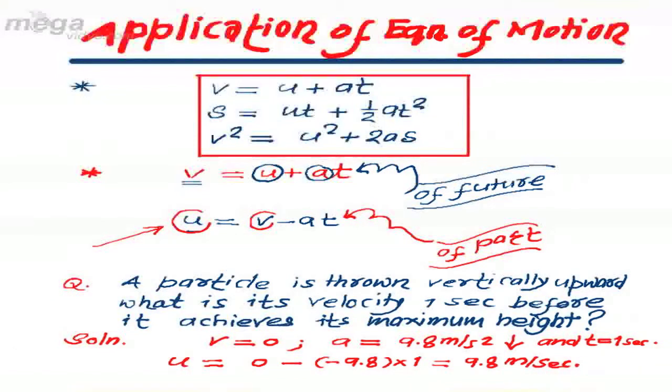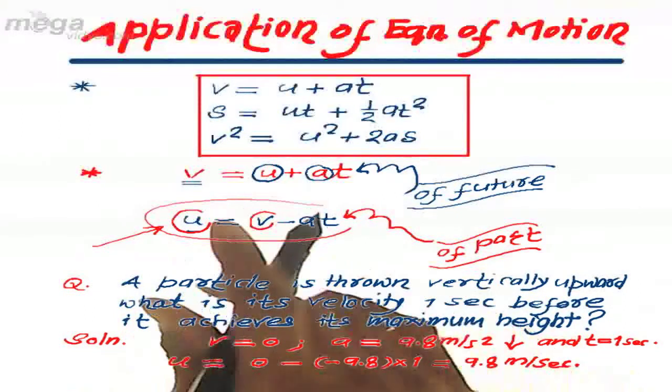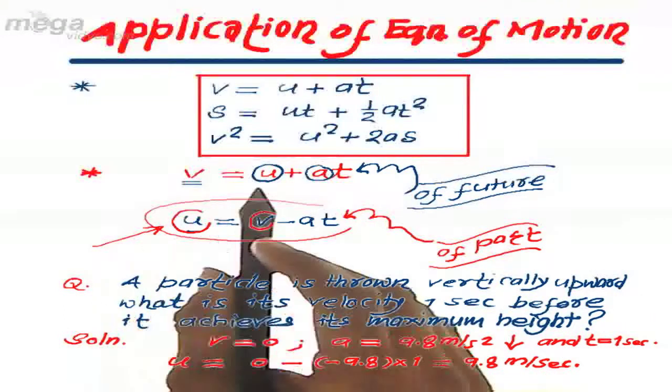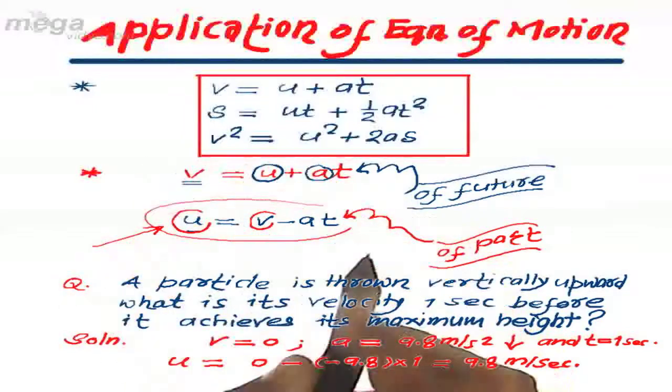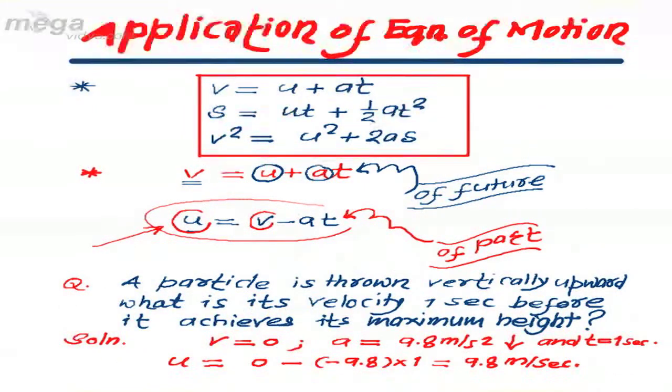Now you can see, if we did not use this equation, it would be a problem for us to solve this question using the first equation, because sufficient data for using it has not been given.